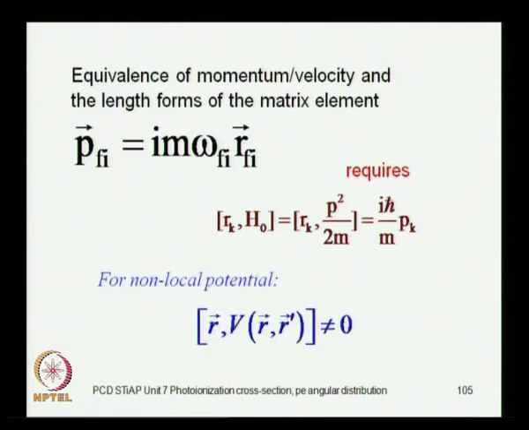And the potential energy operator, if it is non-local, does not depend just on the argument r, but it also depends on r prime. So the position operator will not then commute with the non-local potential, and you will not then get an equivalence between the length form and the momentum form of the matrix element. So when you do the calculation, you will get one result if you use the length form, and you will get another result if you use the velocity form.